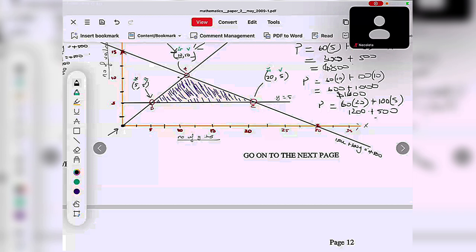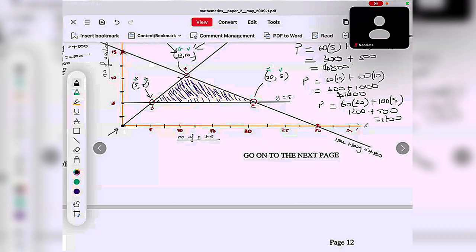Why did I make more money than you, Mr. Gentles? So there you go. At C, they are making $1,700 profit. And at A, you're making $1,600 profit. So, Ms. Gentles, they make $100 more than you.